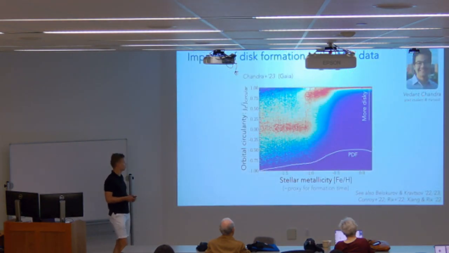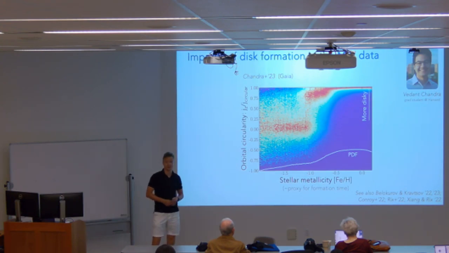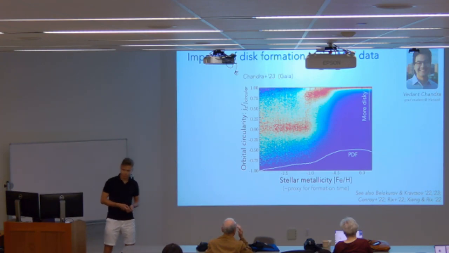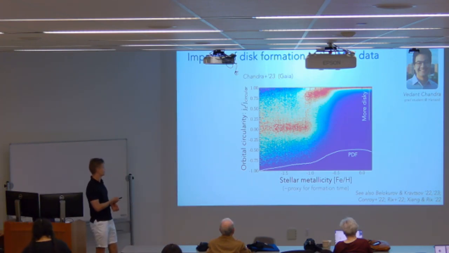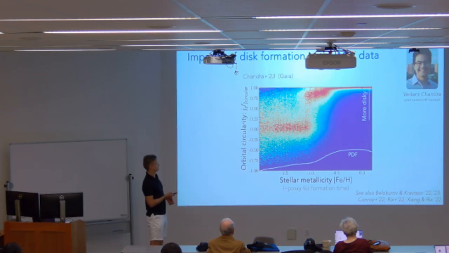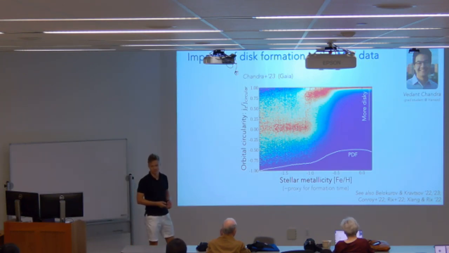And closer to home, now it's also possible to see the imprints of disk formation in our own Milky Way from the kinematic and chemical distribution of nearby stars, as for example shown in this plot from the paper led by grad student at Harvard, Vedant Chandra, where what it shows is the distribution of orbital circularities of nearby stars as a function of their metallicity. So metallicity here can be roughly thought of as a proxy for the formation time.